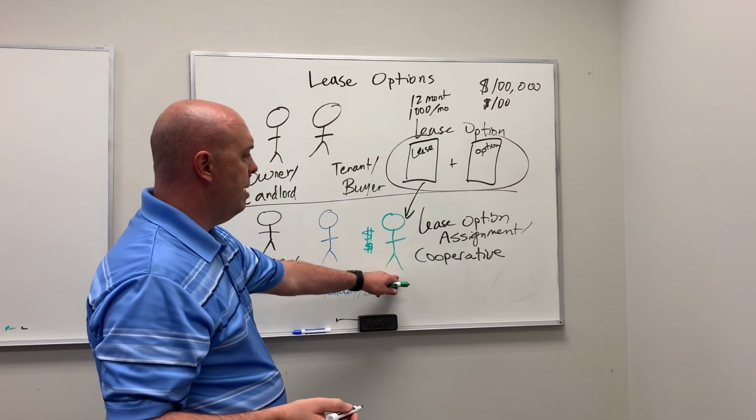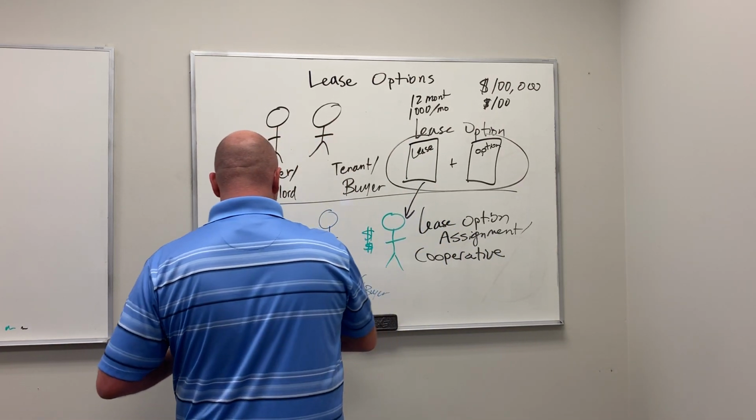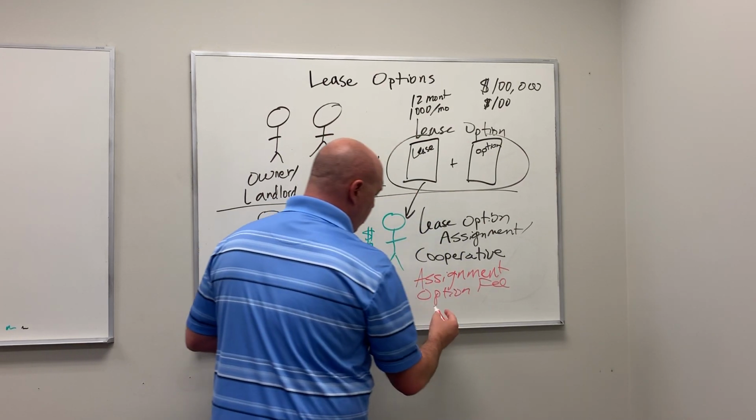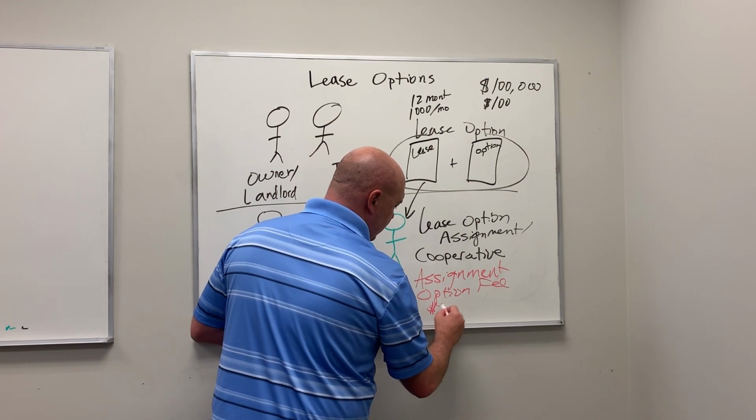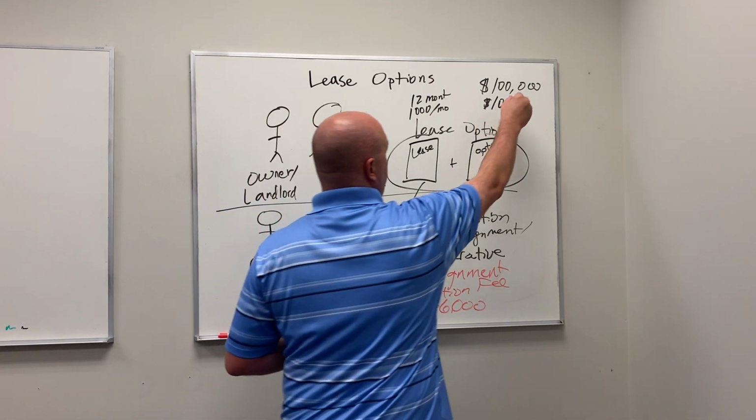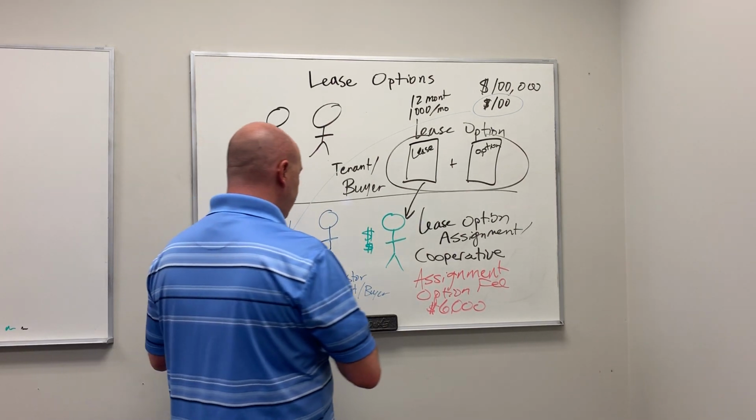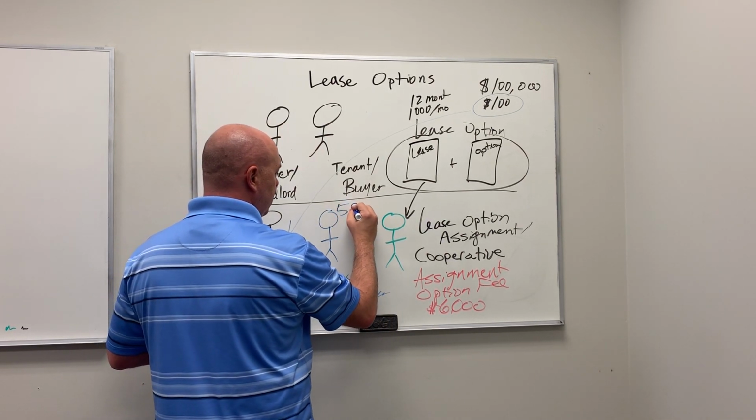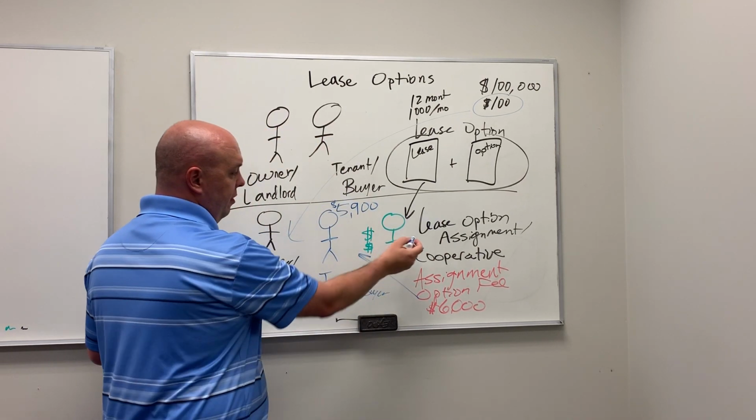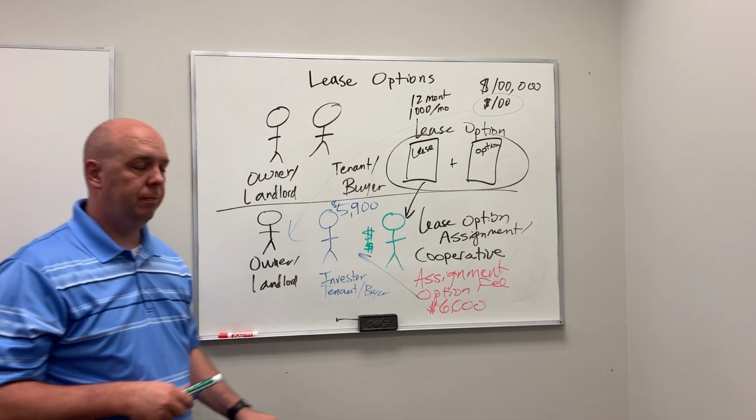But here you're able to assign this whole thing for, let's say, an option fee of $6,000. Out of that $6,000, we know that $100 has to go to the owner. So that means you get to keep $5,900 out of this option fee from the end tenant buyer. So that's a lease option assignment, or cooperative lease option.